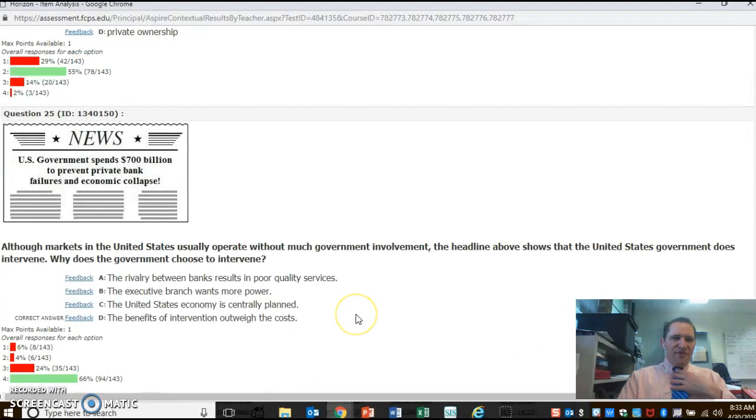And then 25, the United States economy is not centrally planned. The United States economy is a mixed economy, so that should not have been a distractor. Not really much of a distractor either. Really, if the government's going to get involved in the economy, it's because they are deciding that what they're doing is going to help the economy in the long run, more so than just staying still and staying out of the economy. So the benefits outweigh the costs.